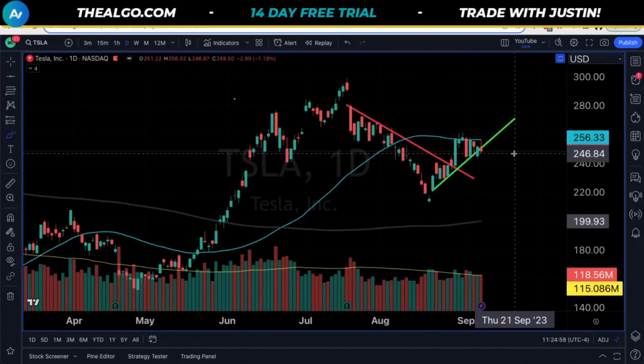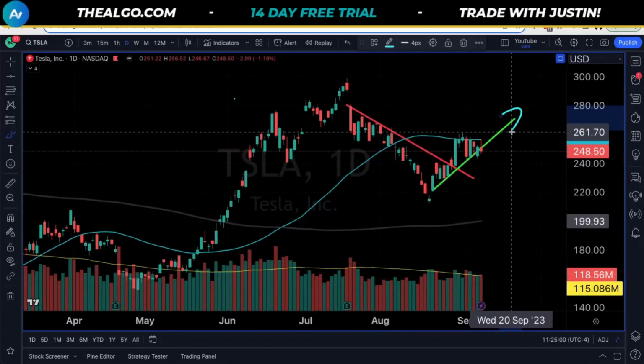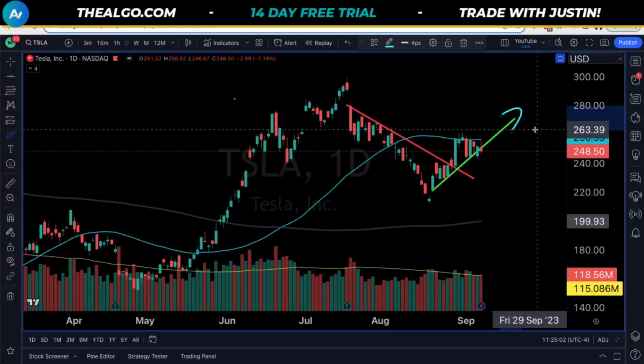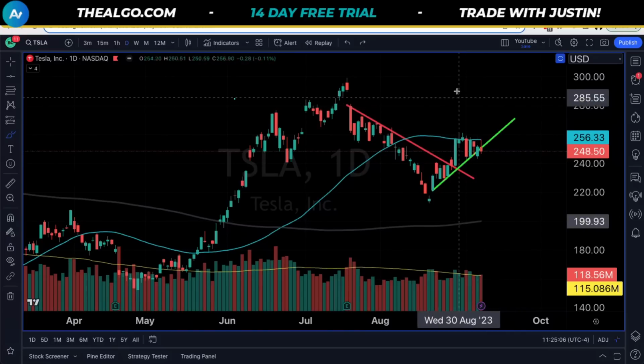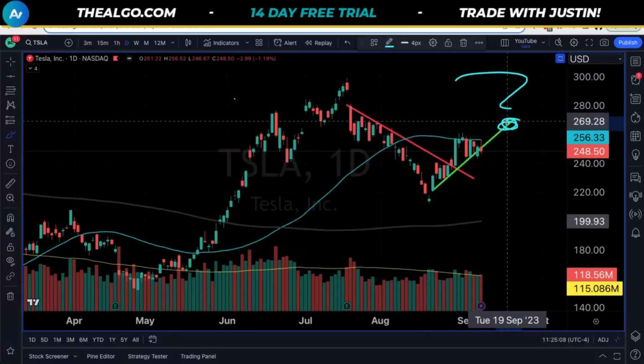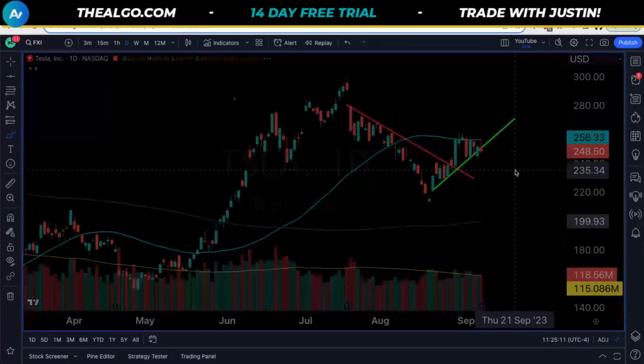Tesla spending multiple days below and at risk of losing its uptrend, but there is going to be a Tesla event, if not this week, the next week, where they're expected to reveal their Cybertruck and other things. I don't know. Is Tesla going to drag the market higher? Drop me a comment and tell me what you think.